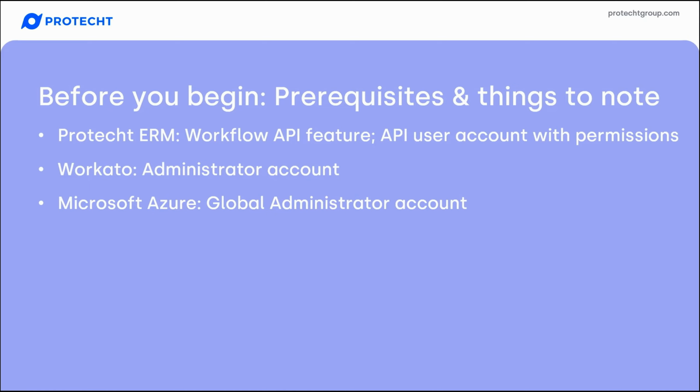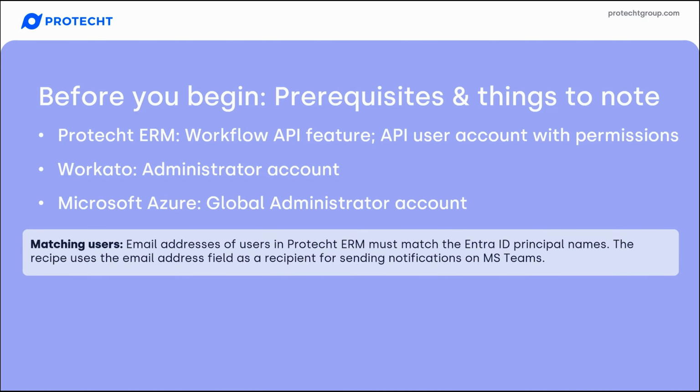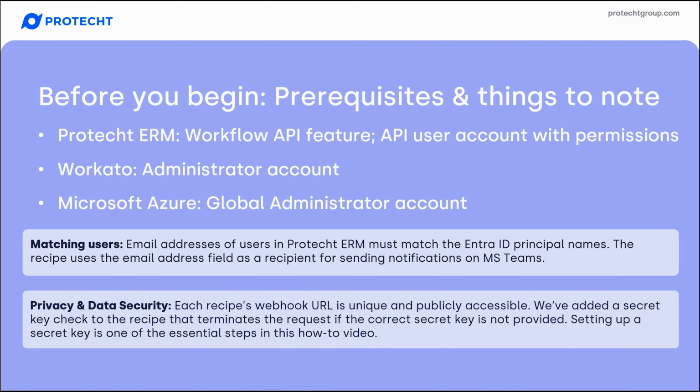You'll also need a user account with permissions for workflow, KRIs and API access. Note also that email addresses of users in Protecht ERM must match the Entra ID principal names. And finally, a note on security. This integration setup pushes data out of Protecht ERM to an external service provider. Workato recipe relies on a webhook URL which is unique to each recipe. Normally, anyone who has the URL can call the recipe, but we've added a secret key check for added security.